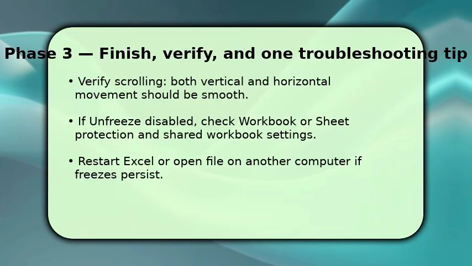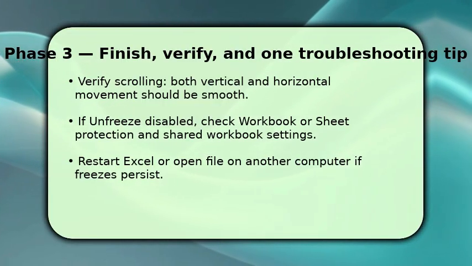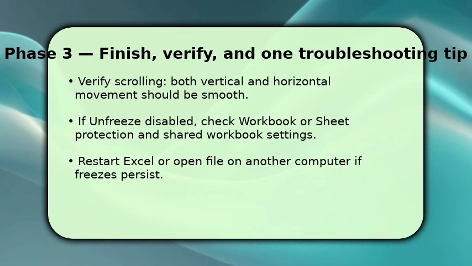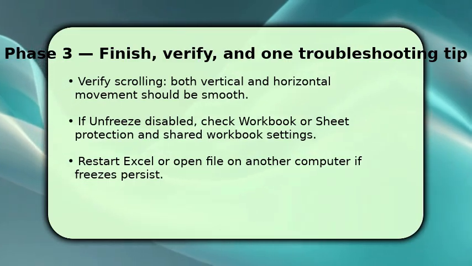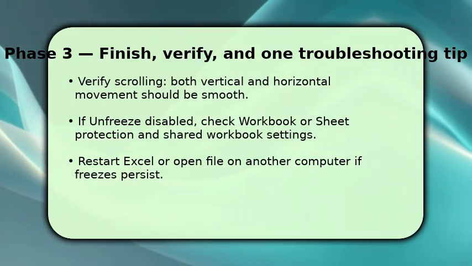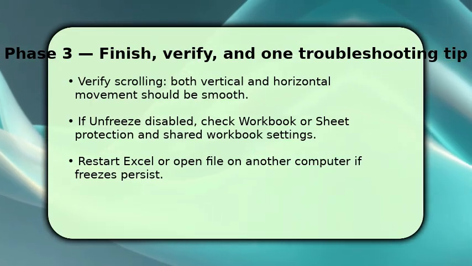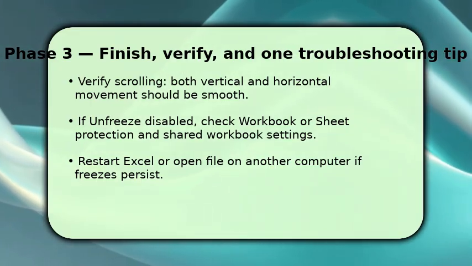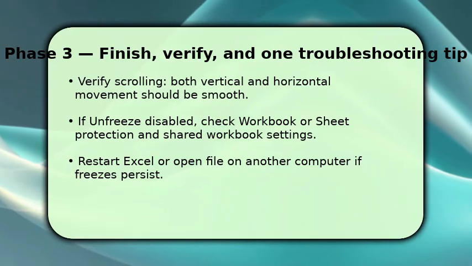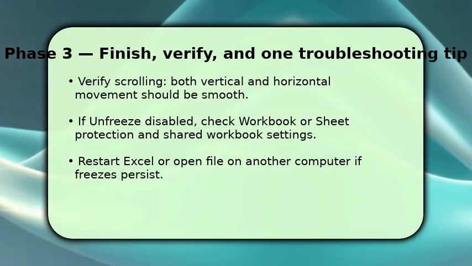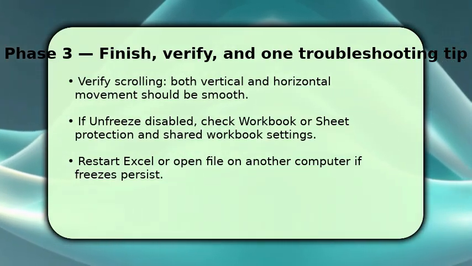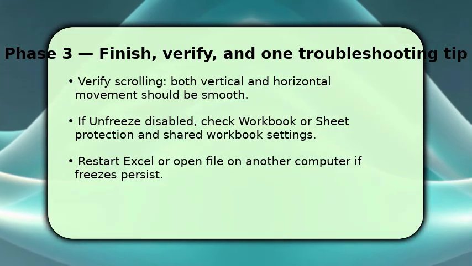If the unfreeze option is grayed out, make sure the workbook or worksheet isn't protected, and check if the file is shared or in compatibility mode. Disable those features first. If you still see frozen panes, close and reopen Excel, or open the file on another machine to rule out program glitches. One key tip: disabling protection almost always restores the unfreeze command.